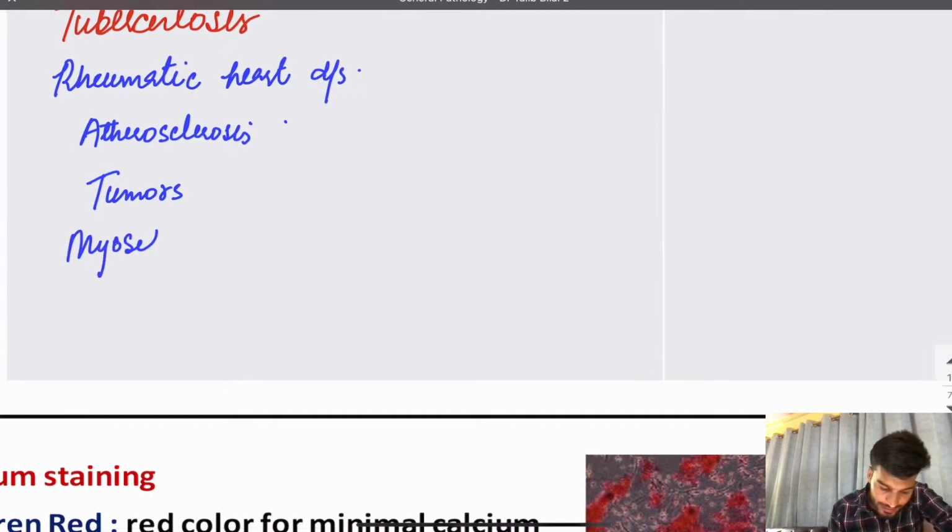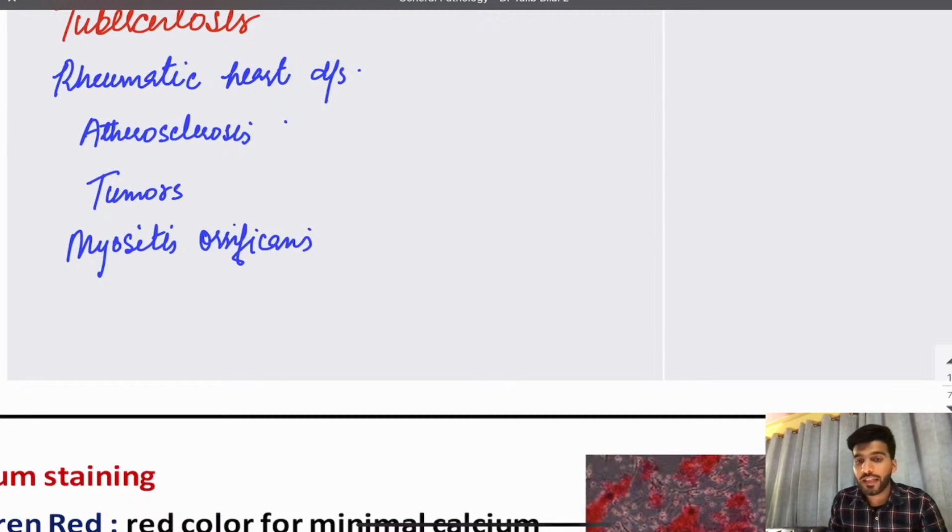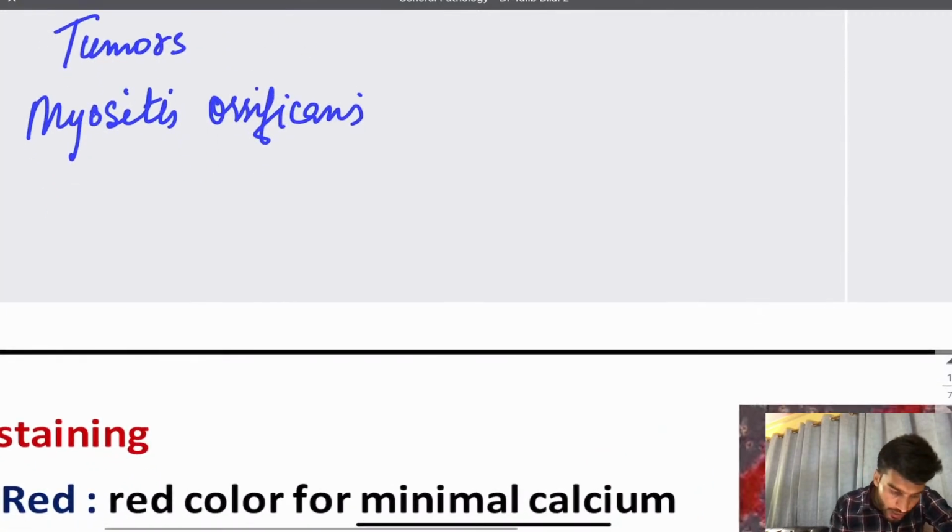So what is this myositis ossificans? I discussed it the day before yesterday, guys, when I was discussing metaplasia. I told you there is a type of connective tissue metaplasia. In connective tissue metaplasia, what is happening? The muscle is replaced with bone, and such a condition, after trauma, is called myositis ossificans. Okay, Monckeberg sclerosis is an example.